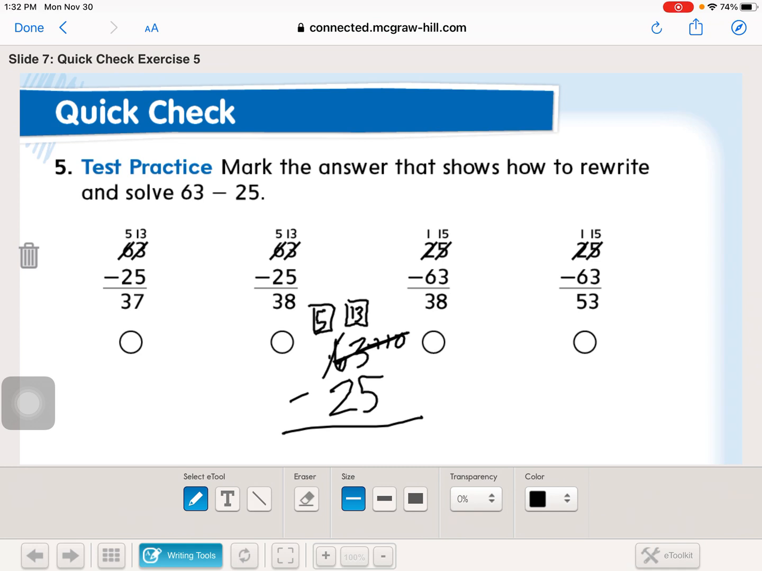Now we're ready to subtract. 13 minus 5 is 8. 5 minus 2 is 3. So let's see. These two here have the wrong number on top. So it can't be that one. We've got to start with 63. 63 is the whole. And then these, we decided 13 minus 5 was 8, so it's going to be 38.